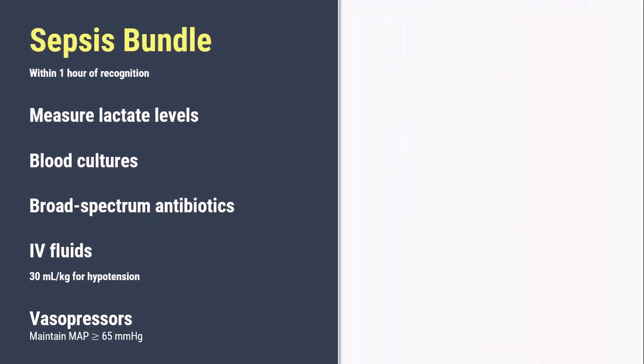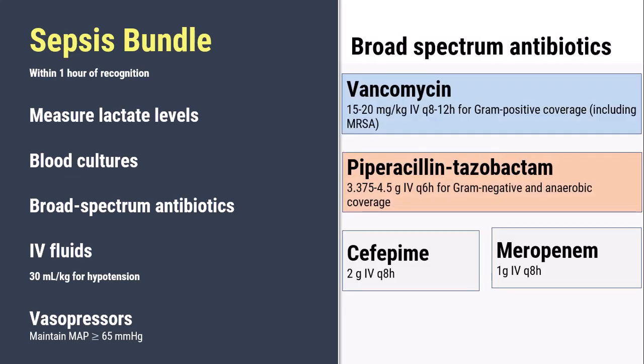One of the most important steps in managing sepsis is starting broad-spectrum antibiotics as soon as possible. Time is critical, and the goal is to administer antibiotics within the first hour of recognizing sepsis. After culture results are available, we can adjust or de-escalate the therapy. Empirical antibiotic therapy should be broad-spectrum initially to cover gram-positive, gram-negative, and anaerobic organisms.